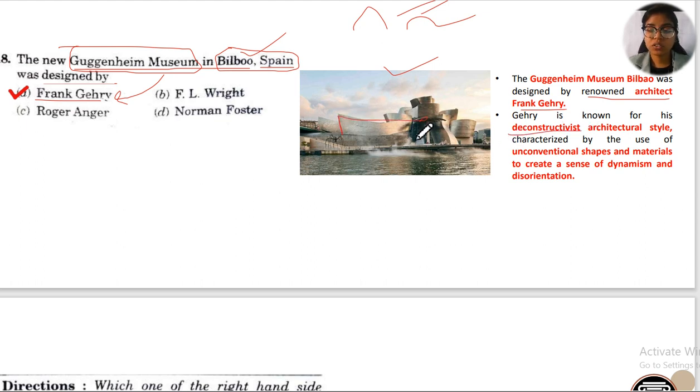If you notice this building, it does not have a proper, regular shape and size. So you can say it is a form of deconstructivist architectural style, characterized by the use of unconventional shapes. As you can see, there are no proper or regular shapes. All the shapes and materials are unconventional, to create a sense of dynamism and disorientation, where things don't feel oriented, balanced or symmetrical in his designs. Frank Gehry used to build buildings in the deconstructivist architectural style.